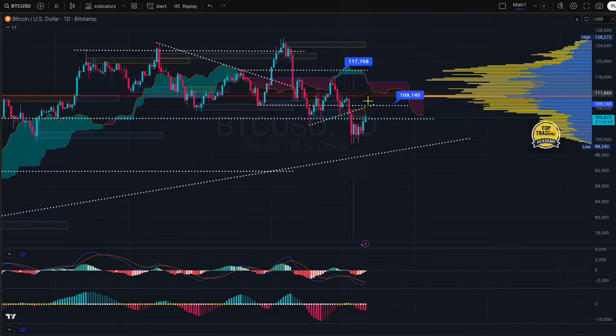Okay, Bitcoin is just sideways, a little bounce, and then we need to wait for the rejection, and if the rejection comes, they could go lower. That's Bitcoin.